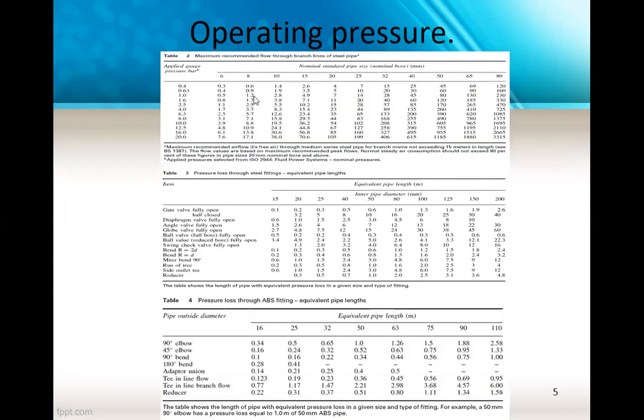So, this is the maximum recommended flow through branch line of steel pipe. So, branch line. Andito kasi siya. Maximum recommended airflow liter per second of free air through medium series steel pipe for branch main not exceeding 15 meters in length. The flow values are based on maximum recommended peak flows. So yan, masahin niya lang yan.